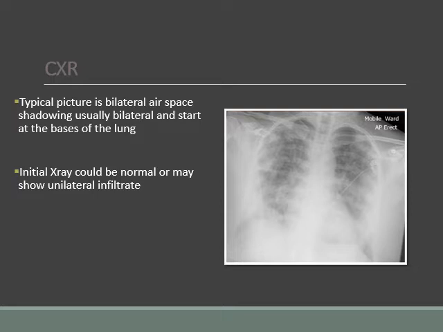Typical changes usually start at the bases. Bilateral changes usually start at the lung bases, as you can see here, and the lung periphery, so it can appear clearly here in the lung periphery as airspace shadowing and consolidation. Again, in the early stage of disease the X-ray could be normal, or may show a unilateral infiltrate.